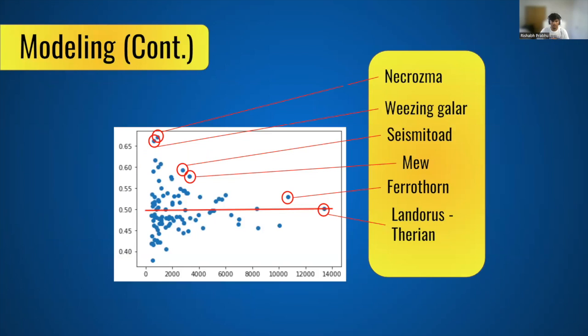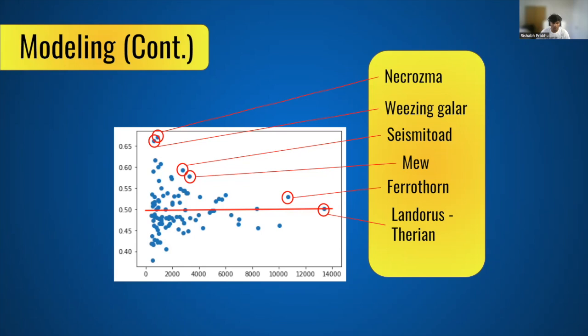Onto the continued part of the modeling. I will be discussing some of the strong outliers in this graph. The very top left, we have Necrozma and Weezing-Galar. While these aren't that heavily used, the people using them are top players with a very high skill level and have used their niche to a strong extent.